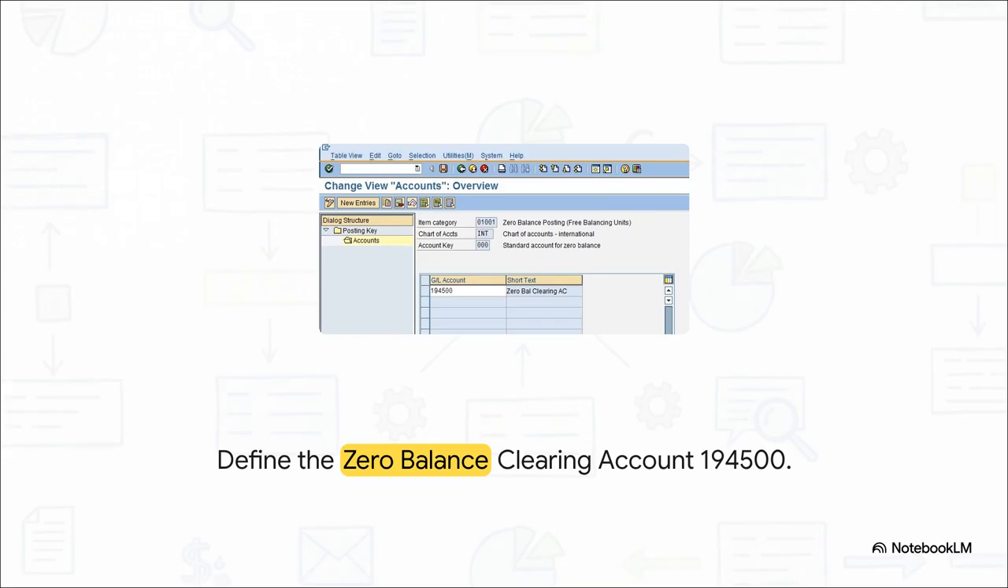Step 3 is absolutely vital. This is where we define the specific zero balance clearing account. For example, account 194500. This is the account the system will use when it simply cannot balance an entry on its own. It's the exact account we saw generated in our earlier simulation.